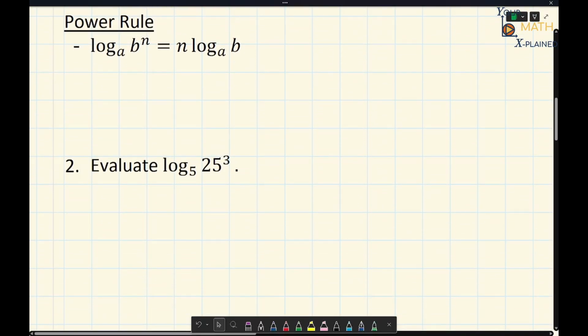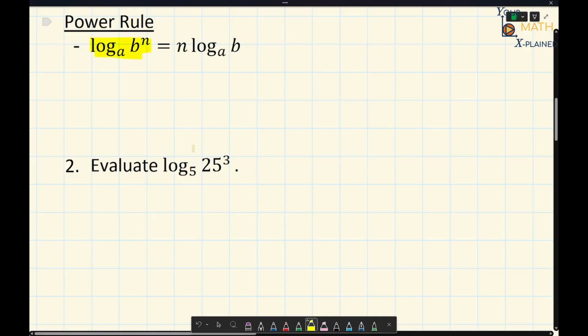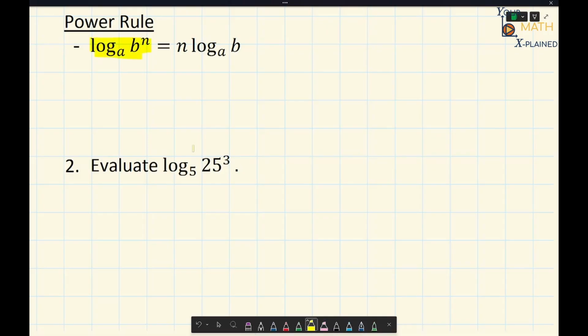So the next rule that we're going to talk about is the power rule. And the power rule states that if we have log base a of b to the power of n, then we can actually bring the exponent down and it becomes n times log base a of b.